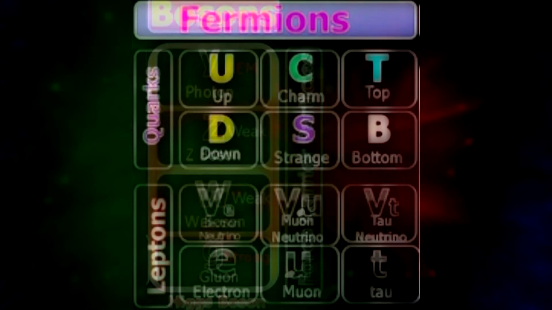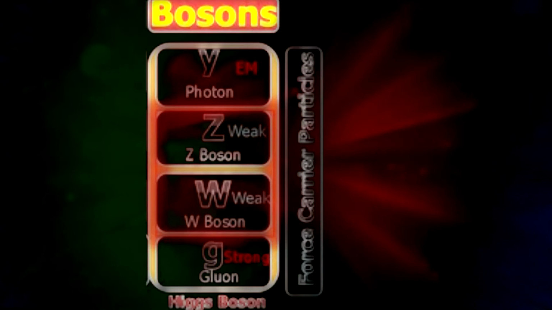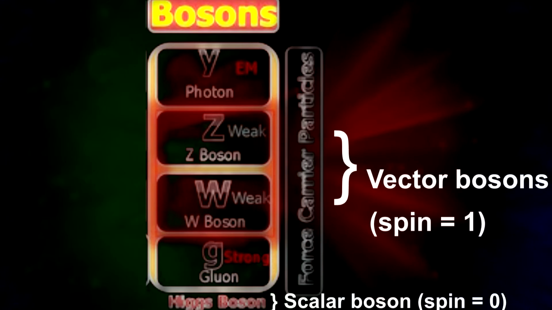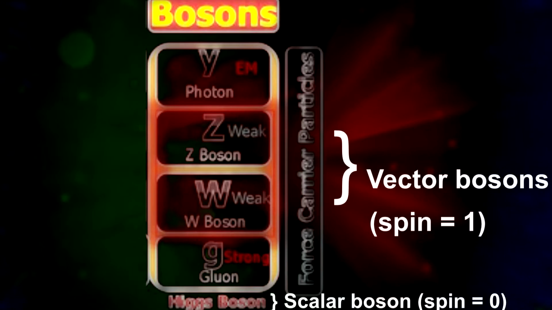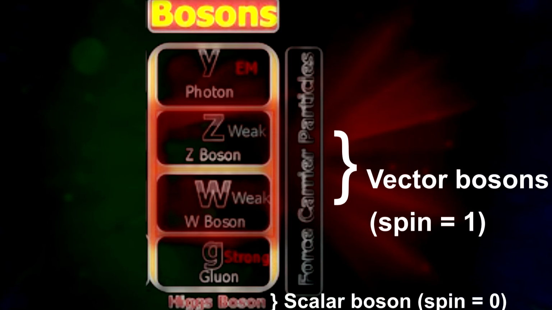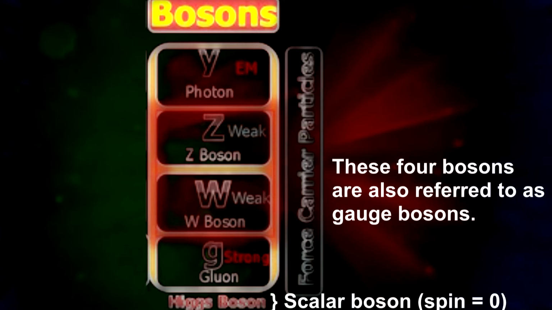And just as how fermions can be categorized into quarks and leptons, bosons can be categorized into vector bosons, which have a spin of 1, and scalar bosons, which have a spin of 0. And ultimately, the bosons that act as force carriers, which are currently the photon, the gluon, and W and Z bosons, are known as gauge bosons.